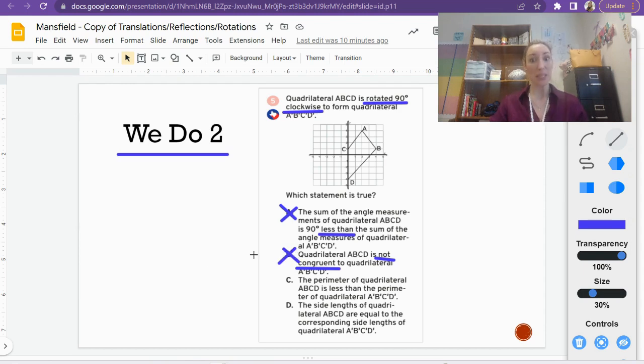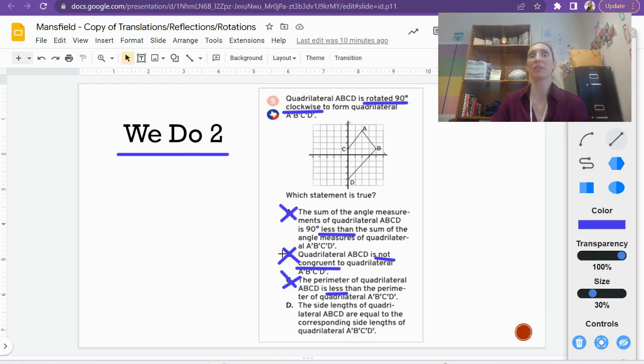Let me see. The perimeter of quadrilateral ABCD is less than, not less than, not at all, right? Again, the size of the walls of my shape are not changing. They're just flipping. They're just rotating. So it cannot be C.